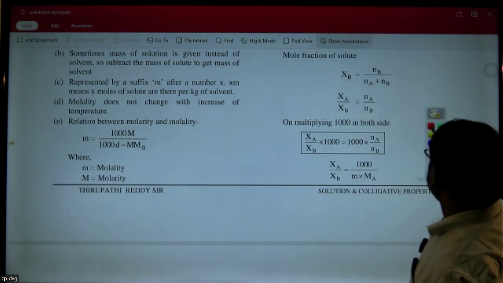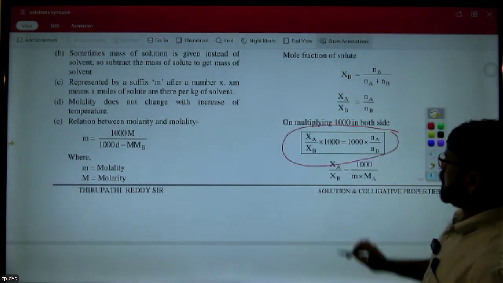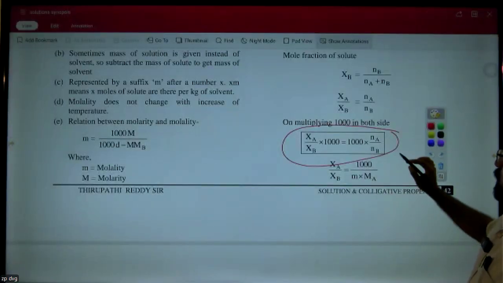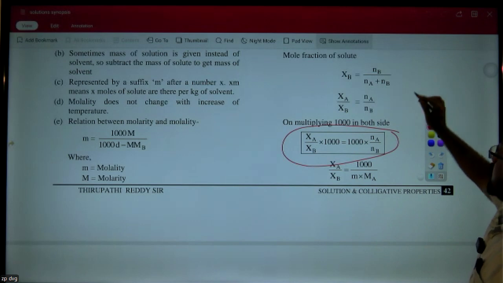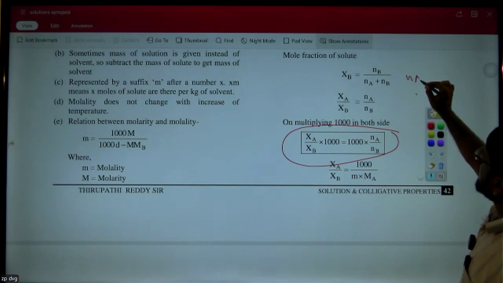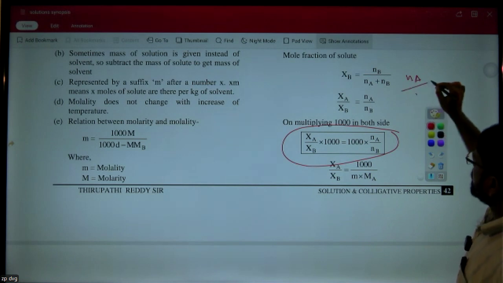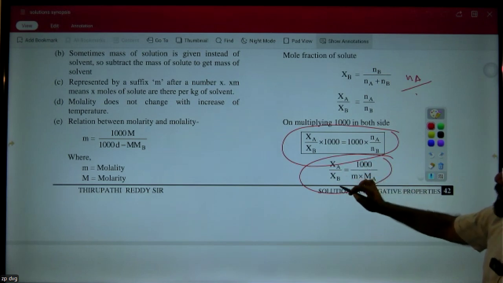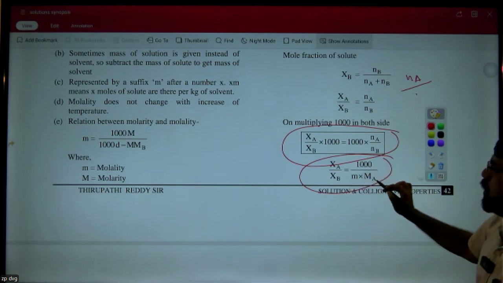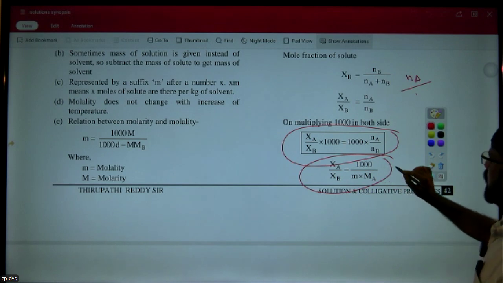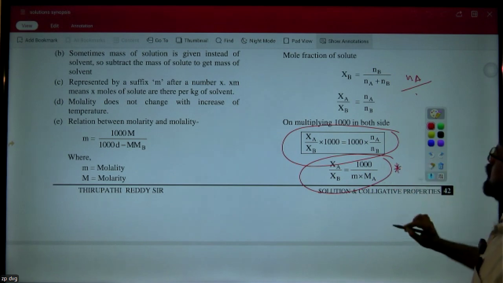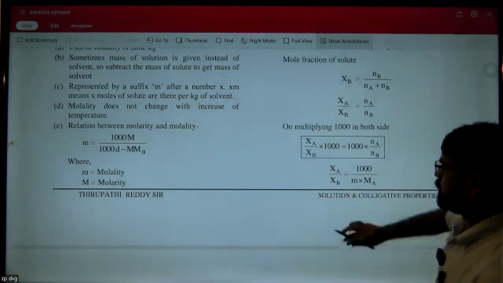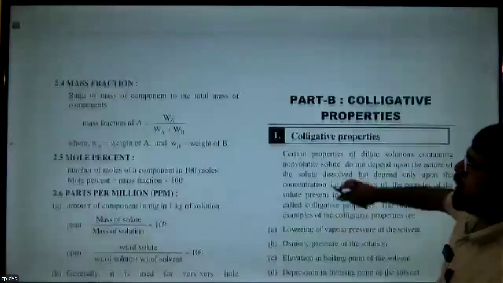In this formula, XA by XB is equal to, so here we have the important formula, Na by Nb. Yes, here we have XA by XB is equal to 1000 by molarity into molar mass. So this is the relation between molarity and mole fraction. It is the relationship. Next one, mass fraction.